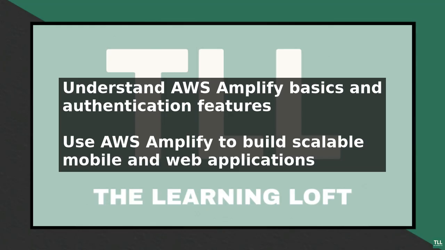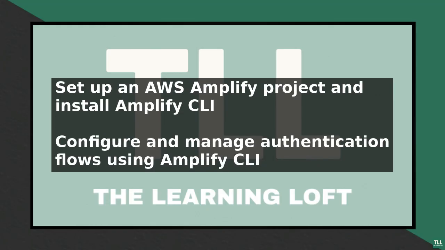The first step in using AWS Amplify sign-up flows is to set up an AWS Amplify project and install the Amplify CLI. This will allow you to configure and manage your authentication flows. Once you have set up your project, you can use the Amplify CLI to create a new authentication configuration.